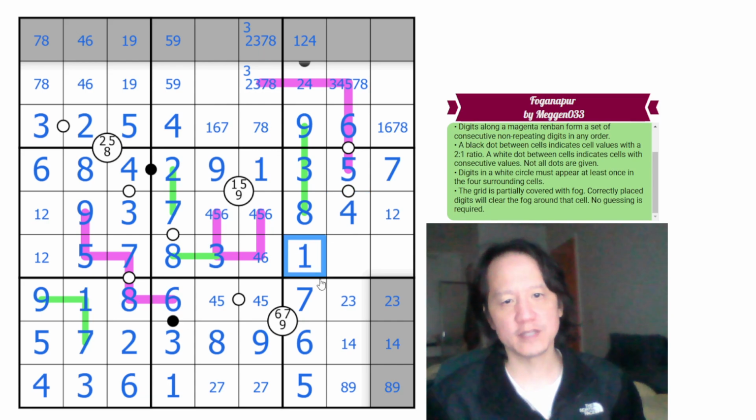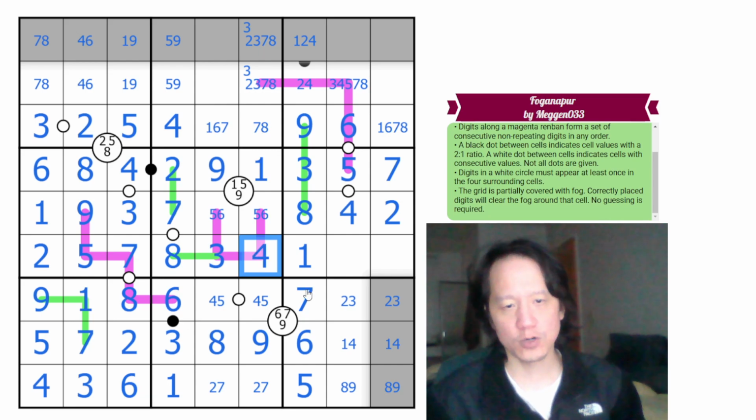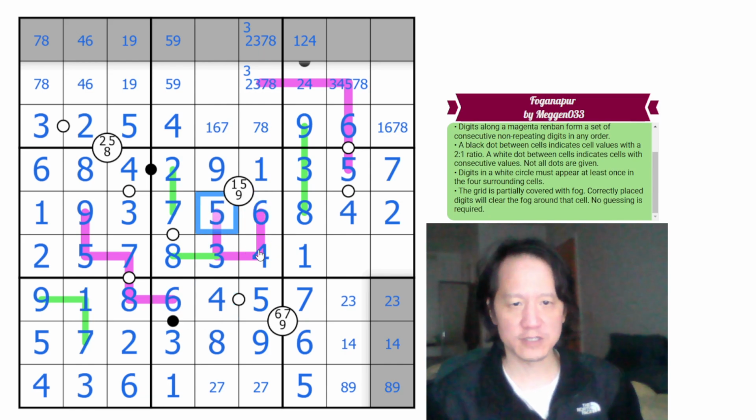This 4 makes that a 1, which makes that a 2, which makes that a 1, which makes that 2. These can't be 4 again, obviously. Therefore, this must be 4. This can't be 4, so this is 5, which makes that 4. This 5 makes this a 6, which makes that a 5.